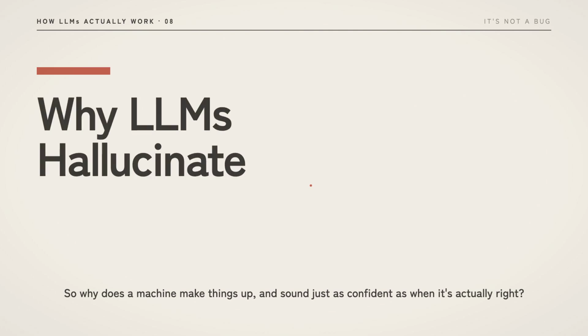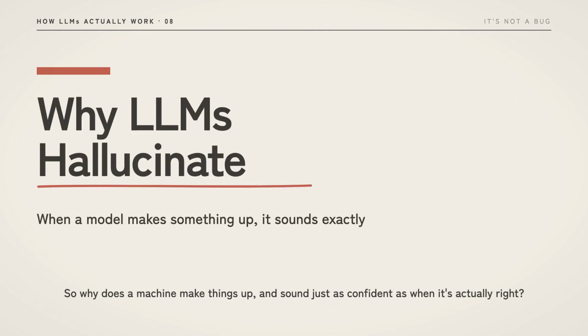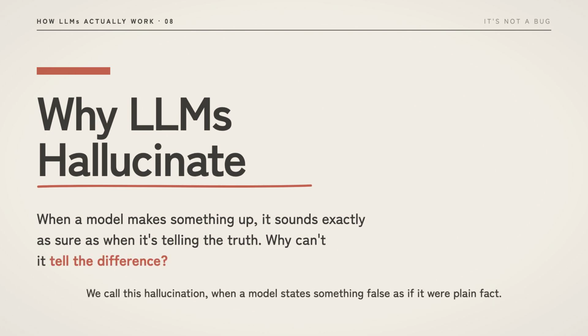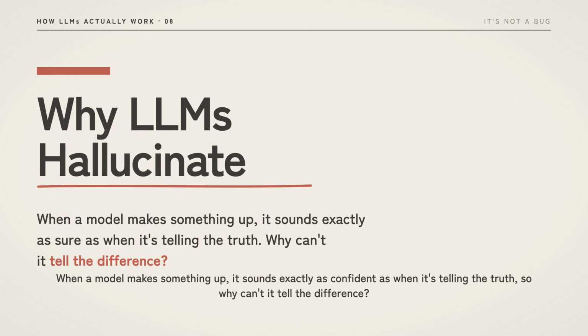So why does a machine make things up and sound just as confident as when it's actually right? We call this hallucination, when a model states something false as if it were plain fact. And here is the question I want to land by the end of this episode. When a model makes something up, it sounds exactly as confident as when it's telling the truth. So why can't it tell the difference?